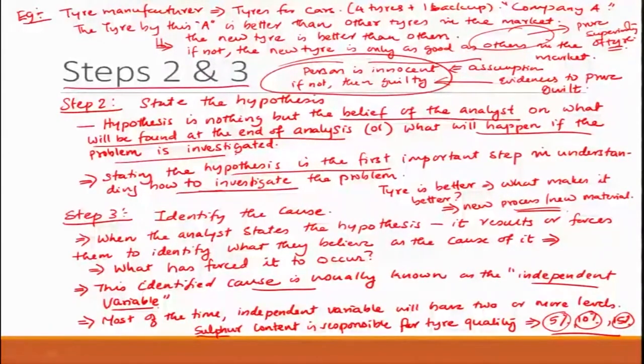So the sulfur content is the independent variable. And these 5, 10, 15% are what we call the levels of the independent variable. Hope you guys understand this. And then we will now move to steps 4 and 5.